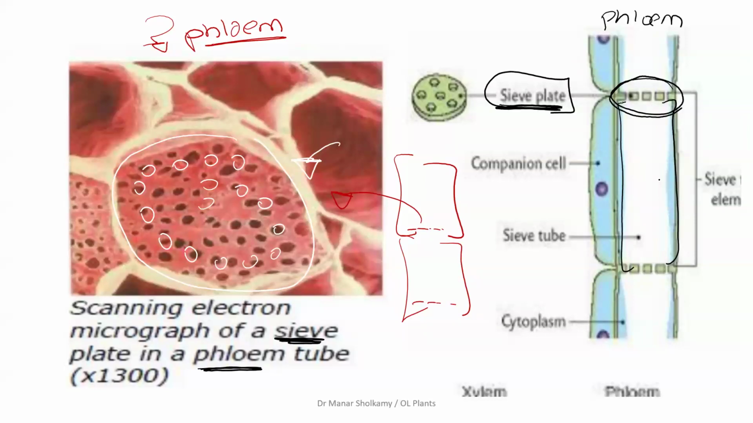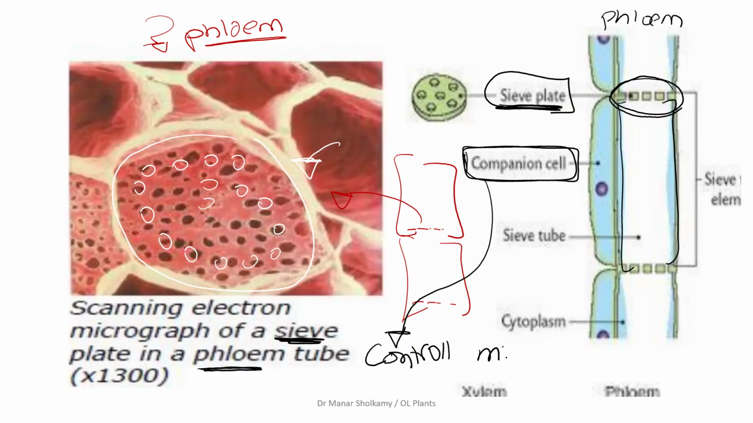Now, adjacent to every sieve tube element, there is a cell known as the companion cell. You will not need to know anything about this companion cell in O level. We will study it later in year 11. The only thing that you need to know about the companion cell is that you have one cell adjacent to every phloem cell. It's like a companion. That's why they called it a companion cell. And it has one function for now. You only need to know one function, that it will control what will move in and out of the phloem.